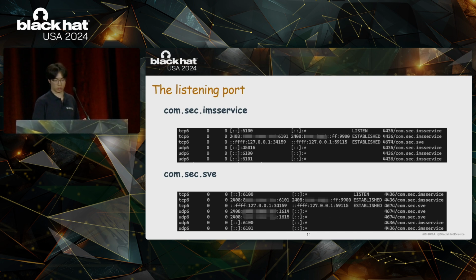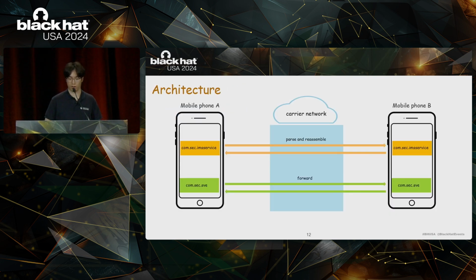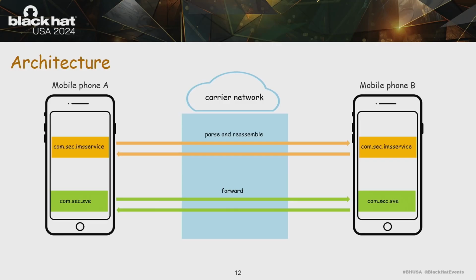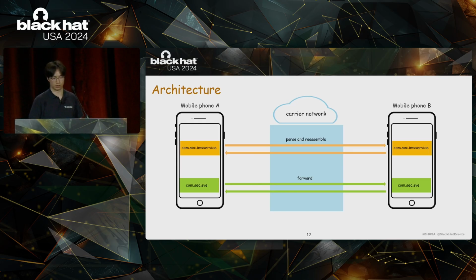After knowing these two processes, let's learn some basic knowledge of this service architecture. This picture shows how the two phones communicate over this architecture through the carrier network. The carrier handles the two processes, IM service and SVE. The interaction between IM services is mainly signaling. The signaling is transmitted through the carrier network, and the carrier network will parse and reorganize the signaling message and forward it to the offset. The transmission between SVEs is mainly video messages and video control messages. These messages are transmitted through the carrier network, but the carrier network only forwards them directly.